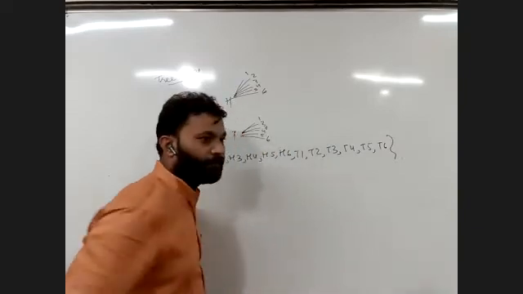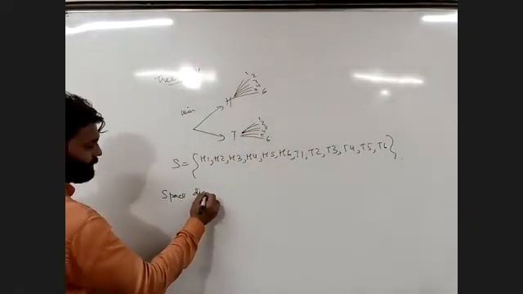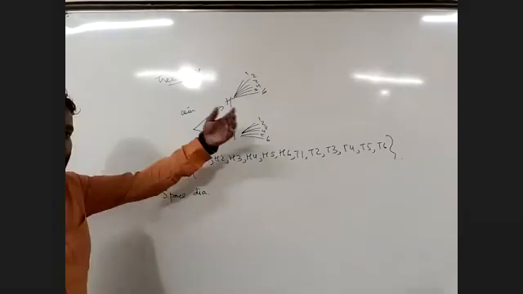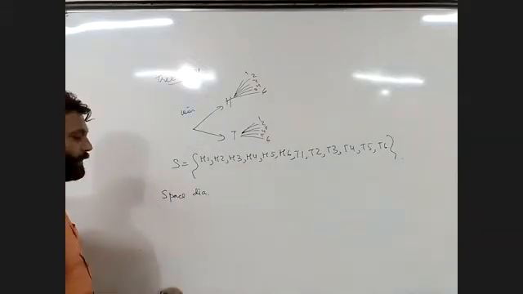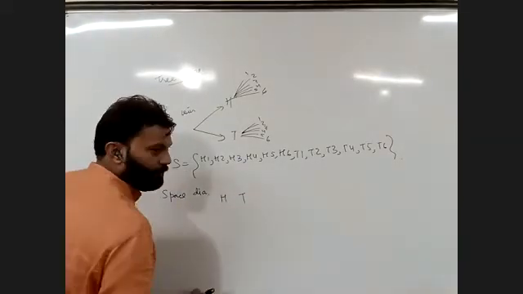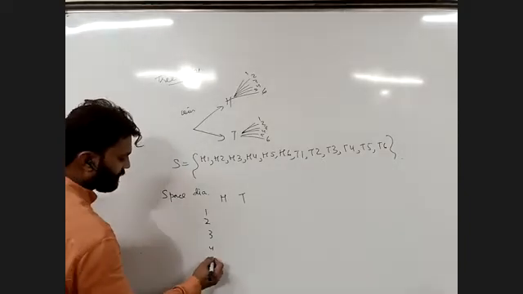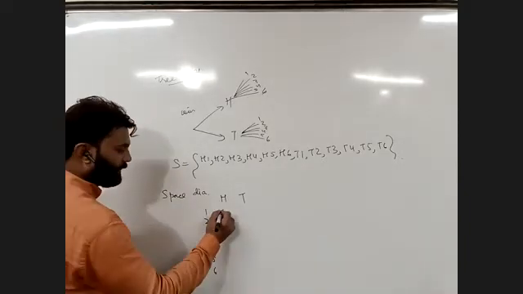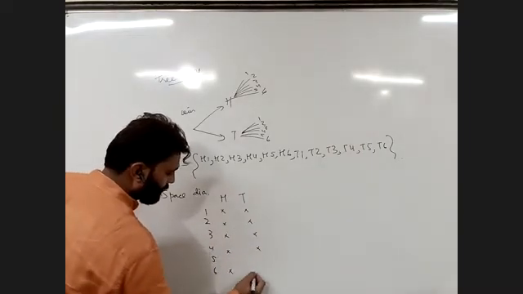Is it clear? There's one more thing. We call it a space diagram. A tree diagram can be used for n number of things, but a space diagram can be used only for two things. We write one possibility row wise, another possibility column wise, and then we put crosses for each intersection.